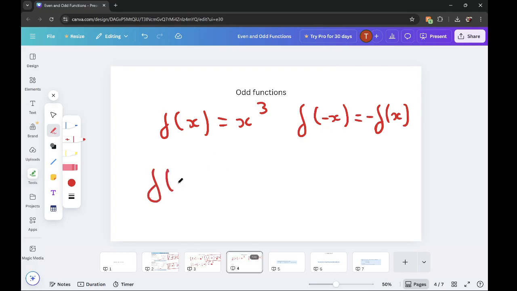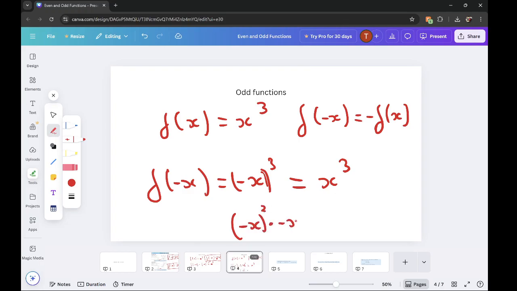So f of negative x over here is negative x to the power of 3. Now you have to look at this and think, is negative x to the power of 3 the same as x to the power of 3? Well, let's see. If you do negative x to the power of 3, that means it's basically negative x squared times negative x, which will give you a negative value. And if you do x to the power of 3, you get a positive value. So immediately you can tell that these both are not equal in any way.